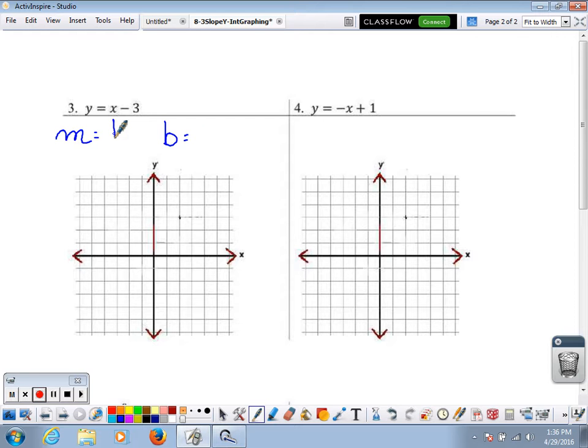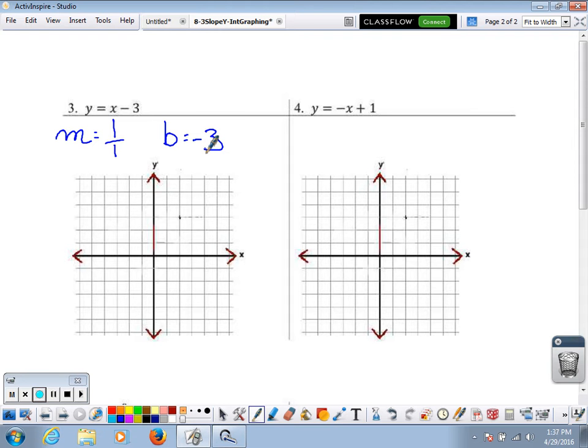Now again, Crystal, we don't like to have just the integer. For our slope, we like to have a fraction. So how can I turn 1 into a fraction? Very good. Put it over 1. 1 over 1. Great. Now how about the y-intercept? It's negative 3. Okay, they're saying x minus 3. The formula is y equals mx plus b. So we take the opposite sign, and we have b equals negative 3.